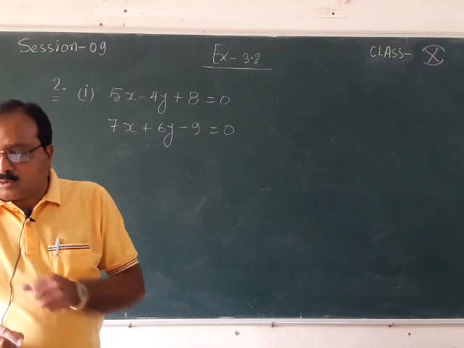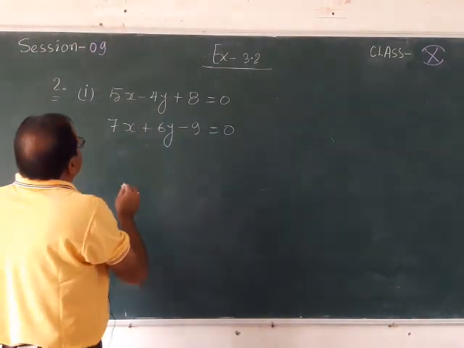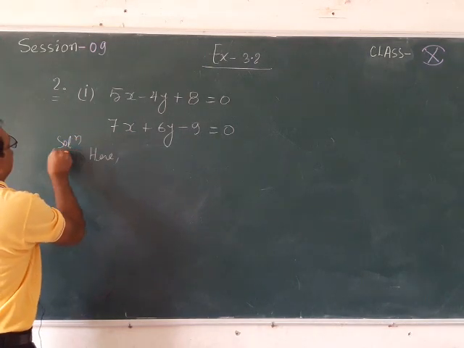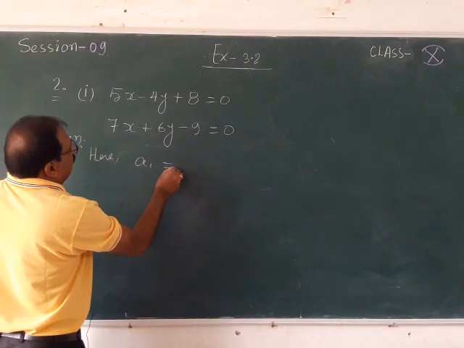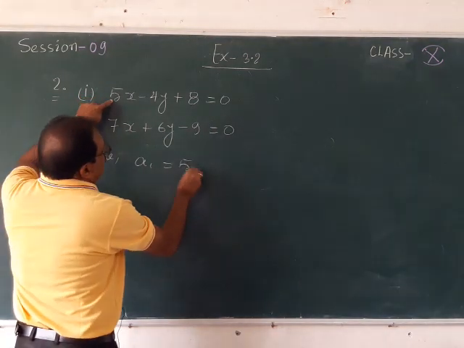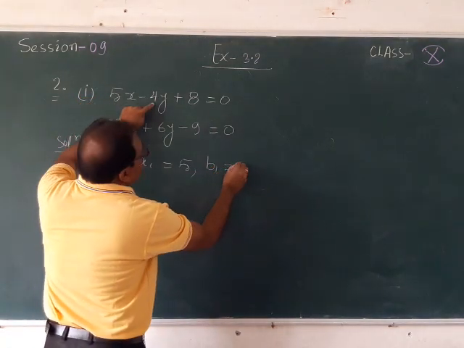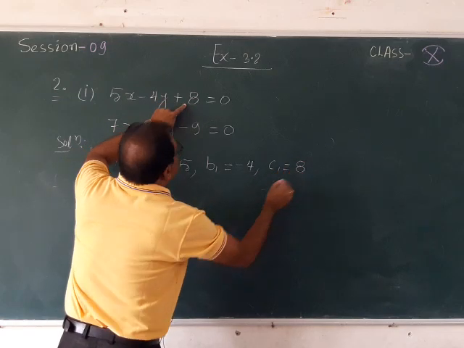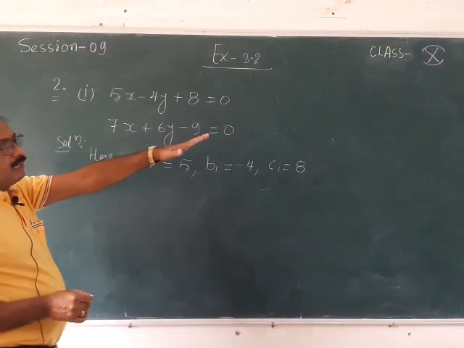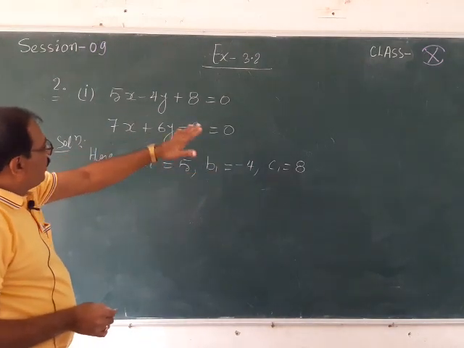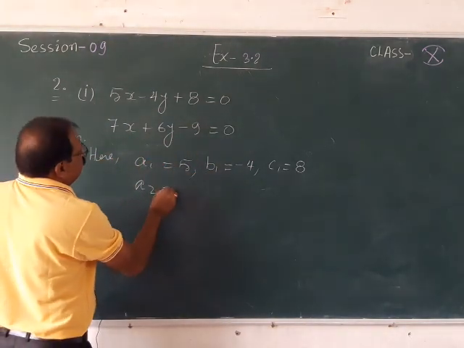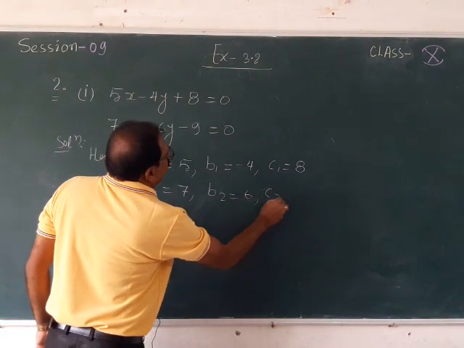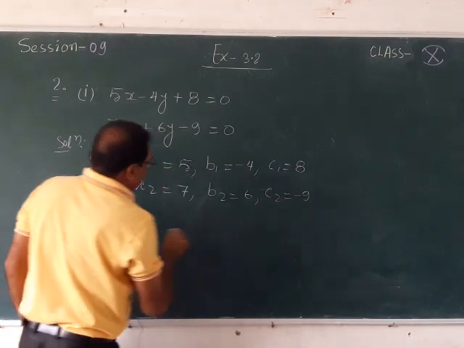So here in this question, first of all you need to write the value of A1. A1 is 5. Then the value of B1, you can see it is minus 4. The value of C1 is 8. The equation is already written in its standard form, so you need to just write the values. Then the value of A2 is 7, the value of B2 is 6 and the value of C2 is minus 9.